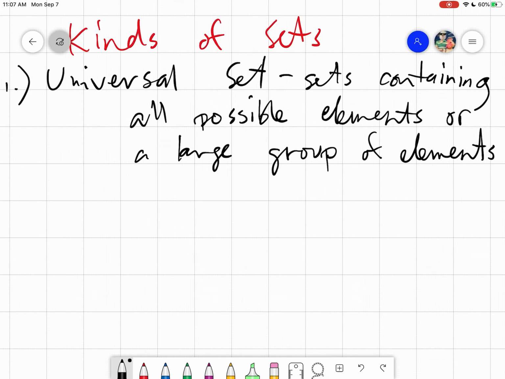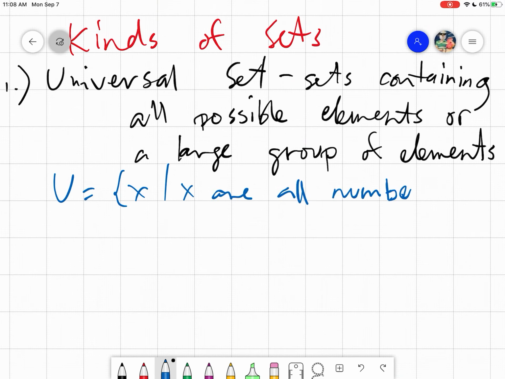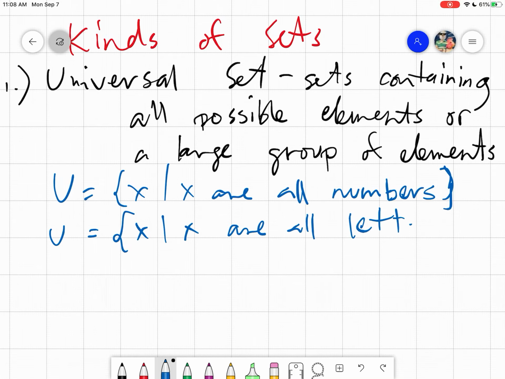Kasi for example, your given is, for this specific question, your universal set is all numbers. For next one is all letters and so on. The universal set is just simply a set containing all possible elements that you can ever think of. So, pwede tayo magkaroon ng universal set na x such that x are all numbers. Or we can have a universal set of x such that x are all letters. So it's up to the question actually.